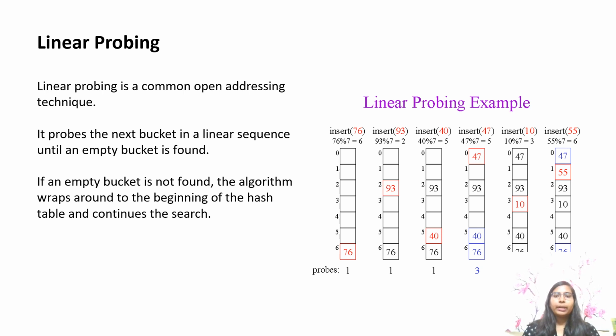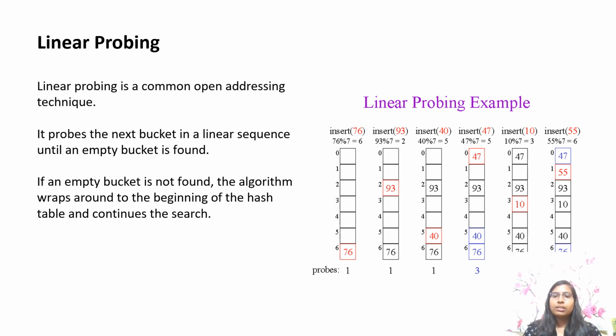Linear probing example. Insert 76. 76 modulus 7 is 6, so it is placed in the sixth slot. Insert 93. 93 modulus 7 is 2, so it is inserted in the second slot. Insert 40. 40 modulo 7 is 5, so it is inserted in the fifth slot. Insert 47. 47 modulo 7 is 5, the fifth slot is already filled, so it searches in a linear sequence and the zeroth bucket is not filled. So it inserts 47 in the zeroth bucket.